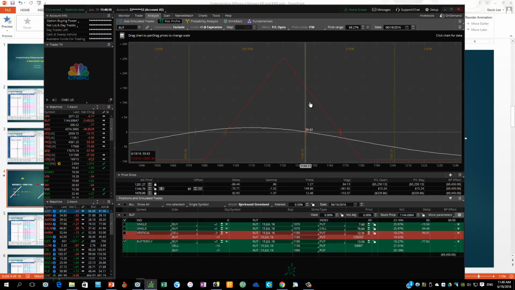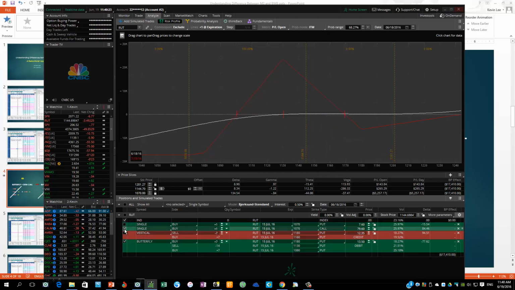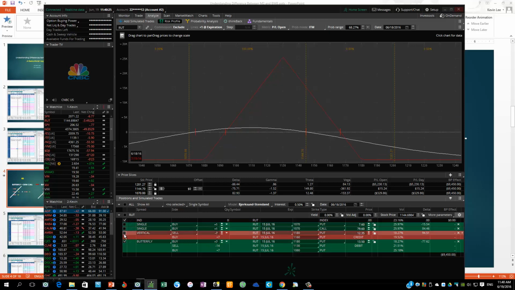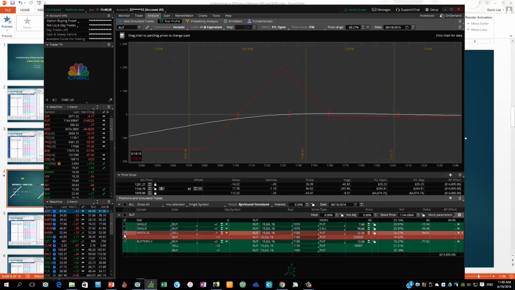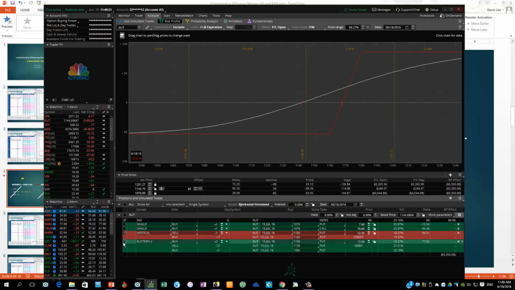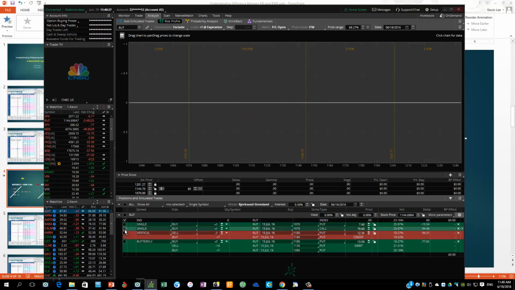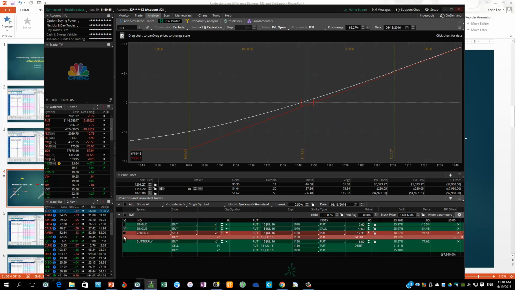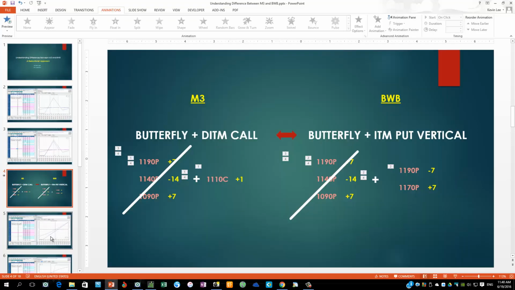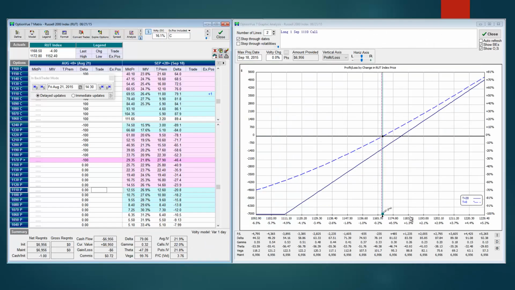Now I've got a regular butterfly here. If I add a call, that becomes an M3. If I add a put vertical, this is a broken wing butterfly. So if I remove this, I've got a vertical versus a call. So all I need to do is to understand the differences between these two, and I would understand the difference between M3 and broken wing butterfly. So let's continue with this discussion.